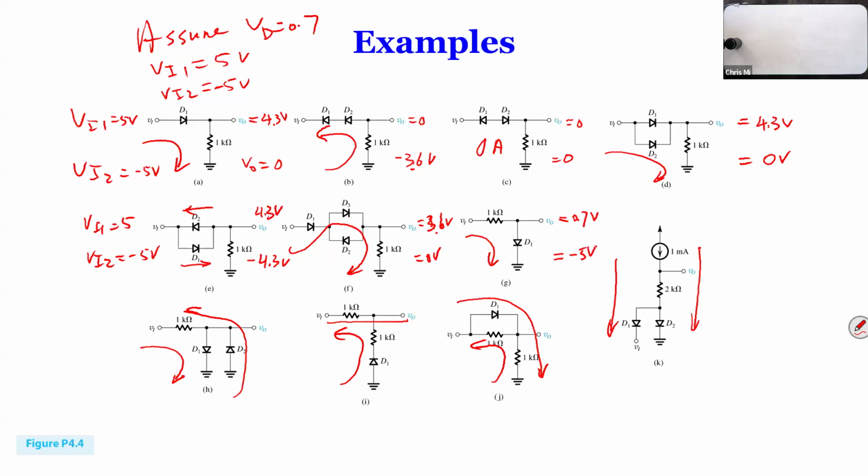And down here, same thing, we're going to do VI1, 5 volts, VI2 equal to minus 5. Okay, so how much is this one here when it's positive? 0.7 volts. 0.7 volts when it's negative. And here, when it's positive, yeah, it's going to be 5 volts. When it's negative, it's going to be.